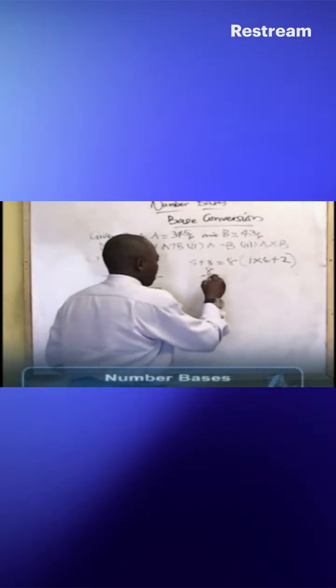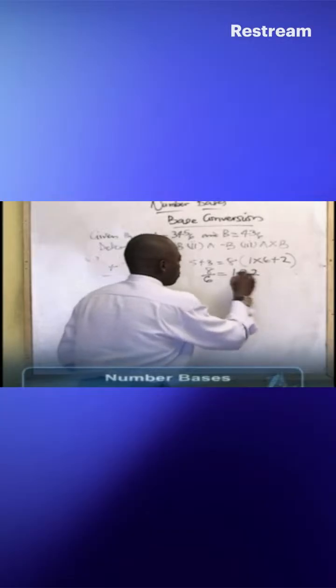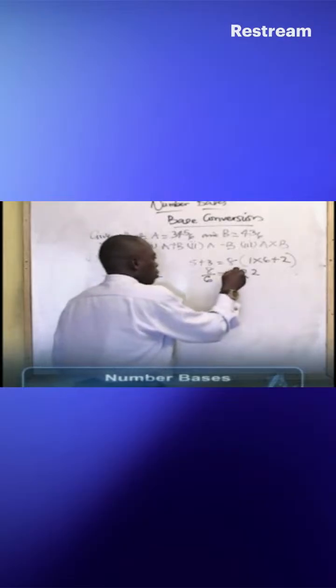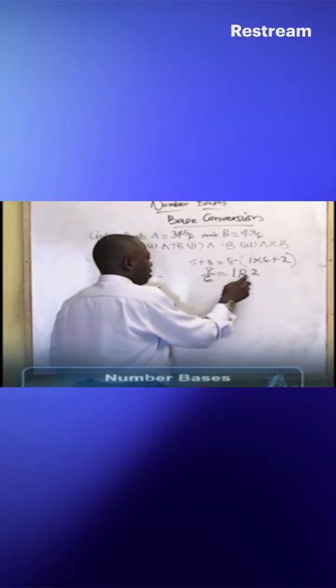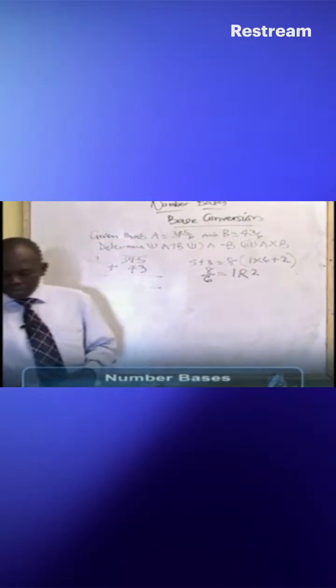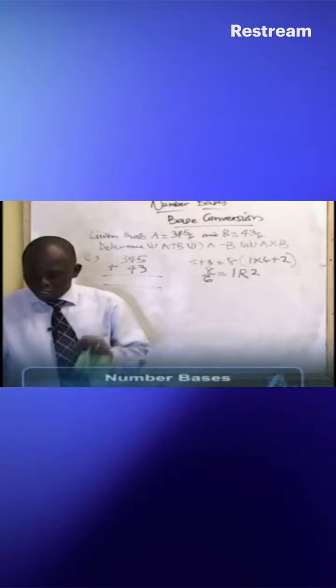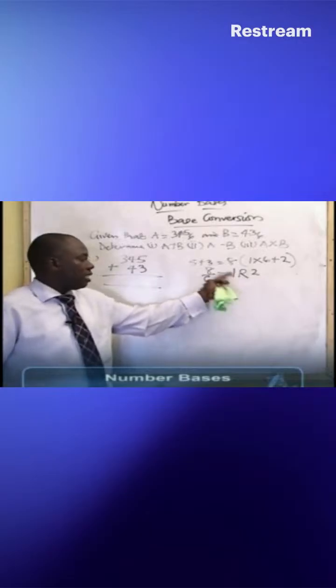8 divided by 6 will give me 1 remainder 2. 6 will go in 8 one time and it will remain 2. After you've done that, you will write the remainder always. Only the remainder. You will write the remainder and you will carry this 1.